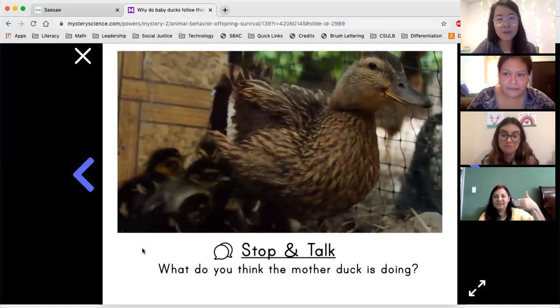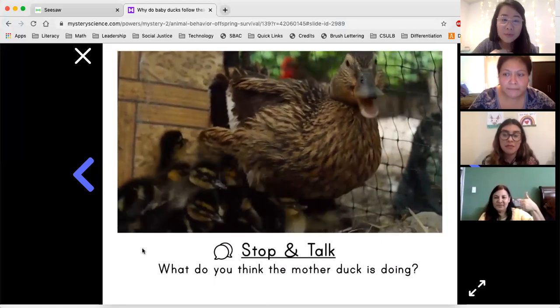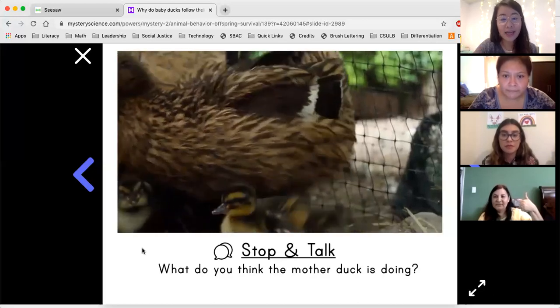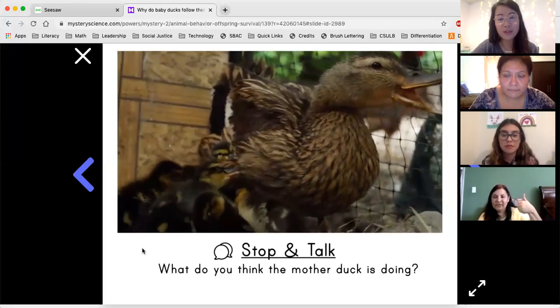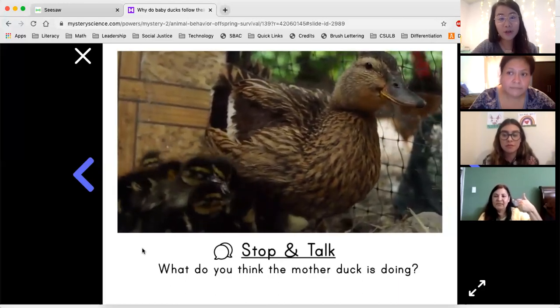And I love that you use the word adaptation, because remember that adaptations are things that animals and humans use to survive in their environment. And if we know that the cat's about to attack, we think that maybe the mother duck is using the quack as an adaptation to make sure that she protects herself and her ducklings.